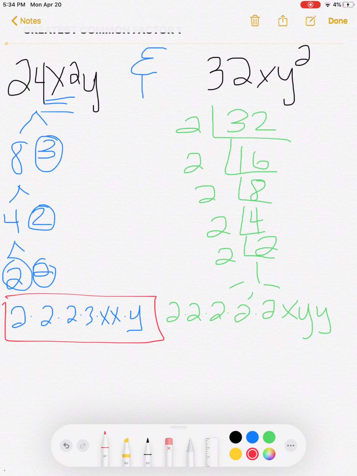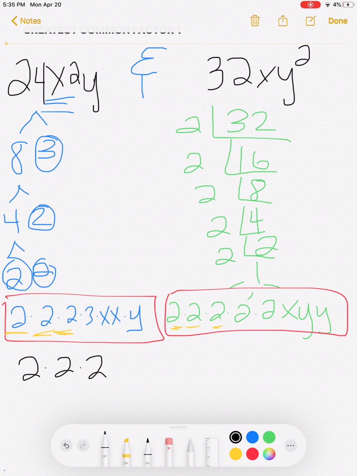So in order to find your GCF, you are going to look at both of these boxes and determine what they have in common. I have some 2's in both of my boxes. Specifically, I have 1, 2, 3, 1, 2, 3. I have 3 2's that they both have in common. So I'm going to write that down: 2 times 2 times 2.